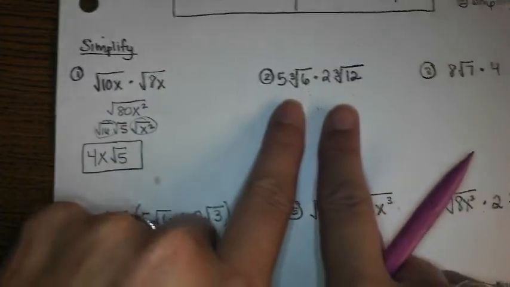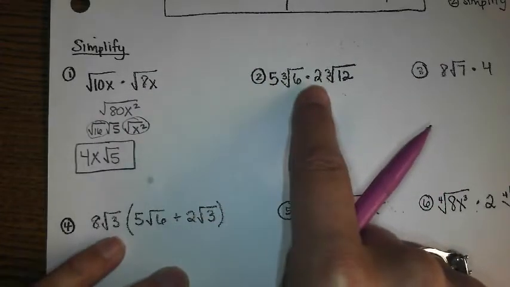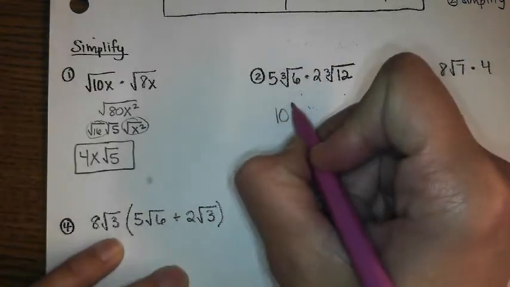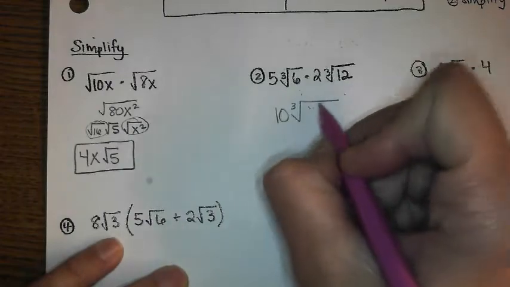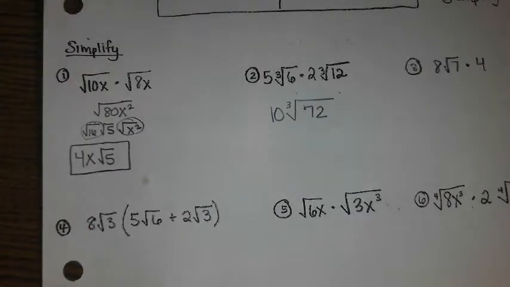Number 2. They're both cubed roots, so we're all good. 5 and 2 are the coefficients, so 5 times 2 is 10. Cubed root of 6 times 12 is 72. And now simplify, but we're doing cubed roots. So what perfect cube goes into 72?